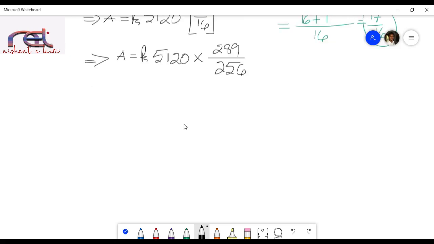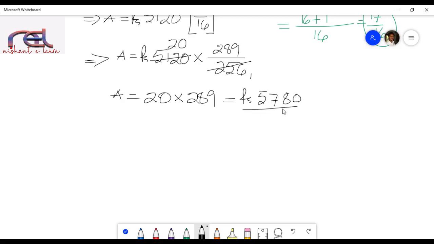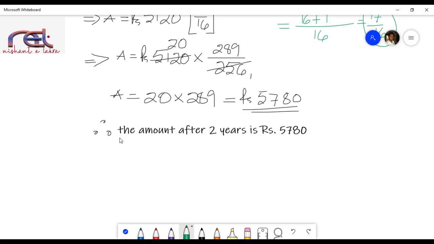Okay, if you do not know the squares, it's very important that you memorize it. And when you simplify it, 256 into 20 would be 5120. Alright, so we get amount as 20 into 289. And when you multiply it, we will get it as rupees 5780. So this is the amount that we have got, rupees 5780. And therefore the amount after 2 years is rupees 5780. I hope you have understood till here.